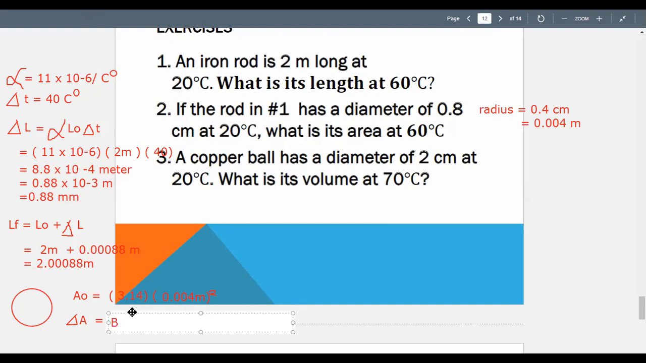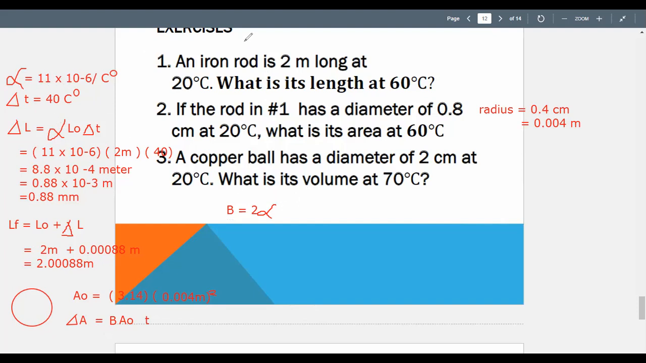So beta is, for metals, 2 times your alpha value. For metals, we simply double the value. So if earlier we have an iron rod, you just multiply it by 2. So the 11 is just multiplied by 2.